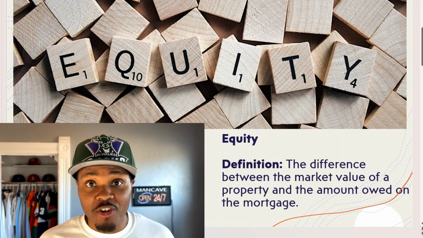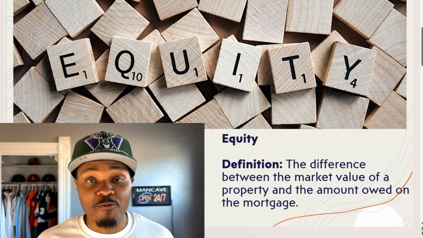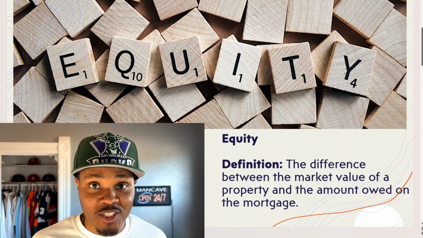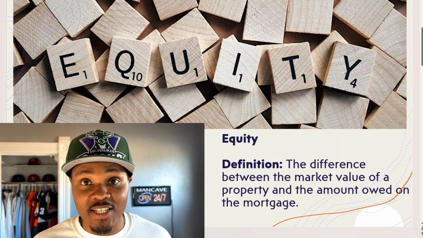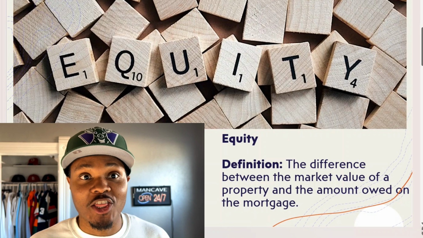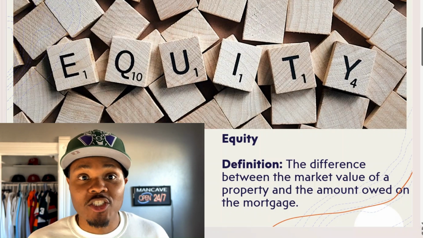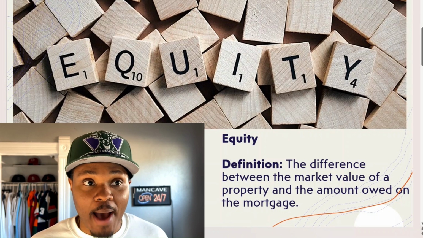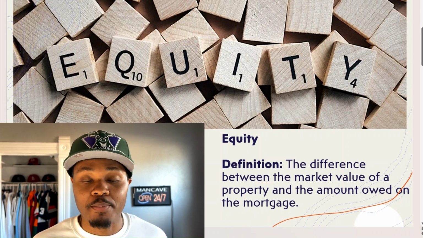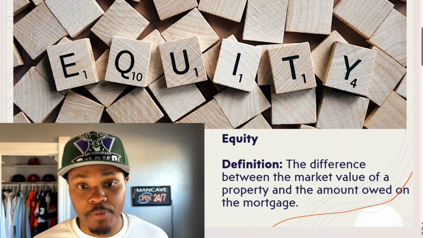So equity is very important whenever you're looking for a house. You want to find houses that have equity. I bought one house for $25,000 and it was worth like $38,000. So out the gate, before we even signed the deal, I made money when I bought it because it had equity.